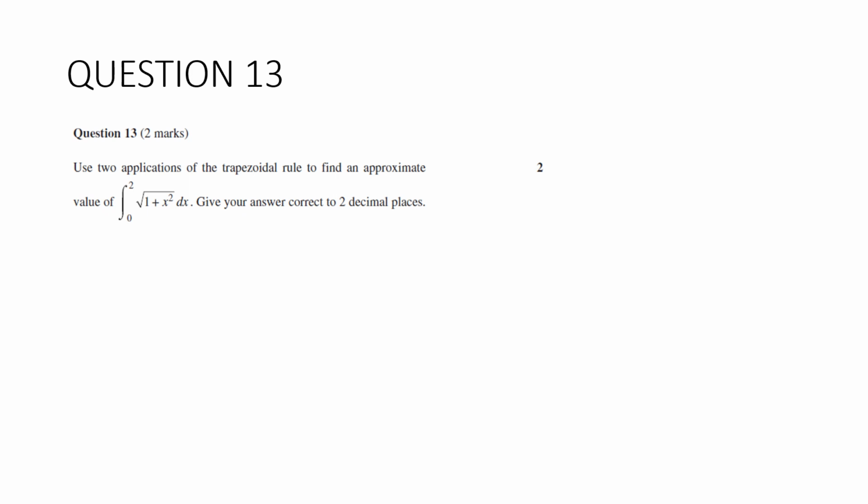Question 13. Use two applications of the trapezoidal rule to find an approximate value of the integral between 0 and 2 of the square root of 1 plus x squared dx. Give your answer correct to 2 decimal places. All right, two applications of the trapezoidal rule. That means two trapeziums.